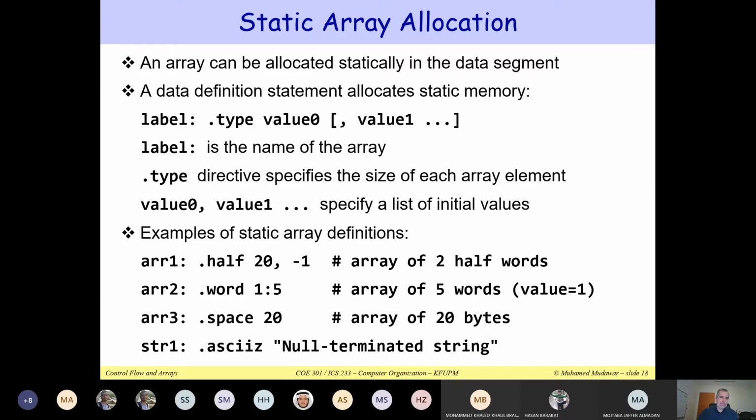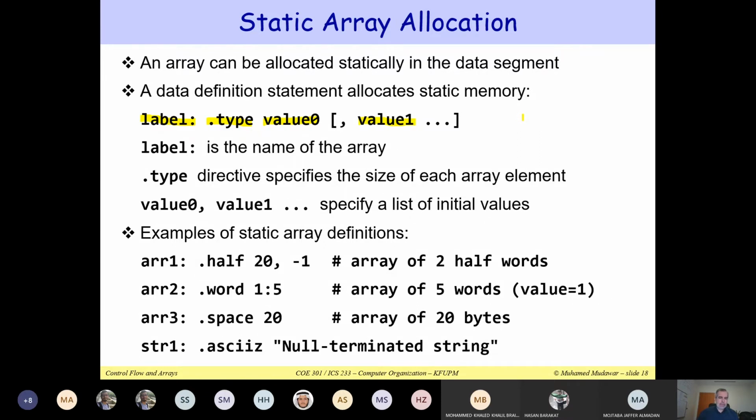You define a label, you define a type, and you can have a list of values, as shown in this slide. So let me use my highlighter. The label here is just the label of the array. The .type here is a directive that specifies the type of each element in the array. And you can have a list of values like value 0, value 1, and so on. These values are separated by commas. So this is how you define an array statically. It is just a list of values.